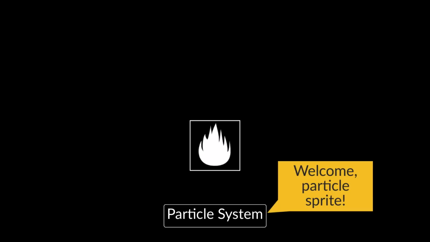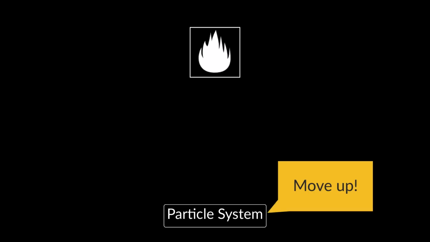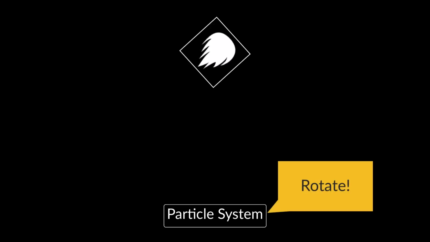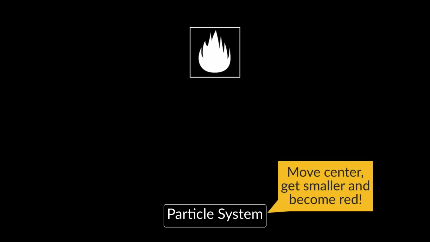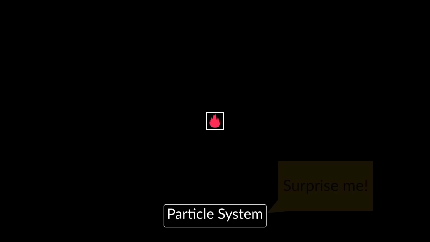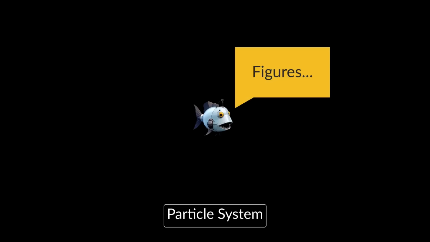In 2D, particles are small sprites that are spawned by the particle system, and each particle has a lifetime. During this lifetime, the particle system will animate the particles, and we have a lot of options that allow us to control how exactly this animation is going to look like. When the lifetime of a particle ends, then the particle will just disappear.